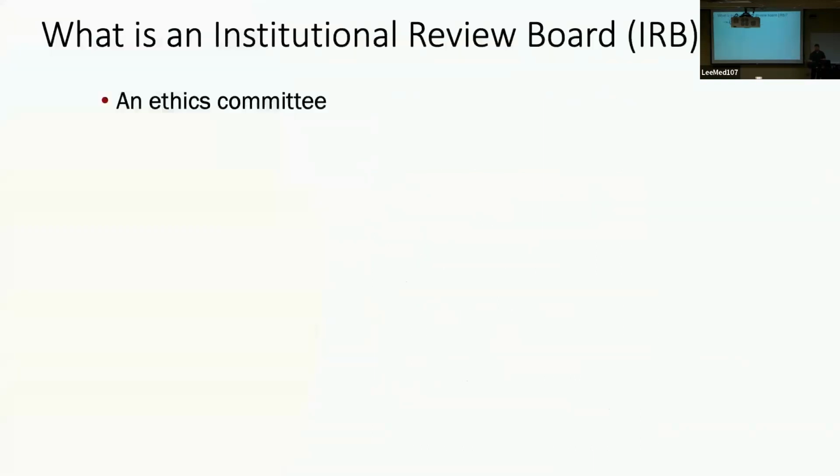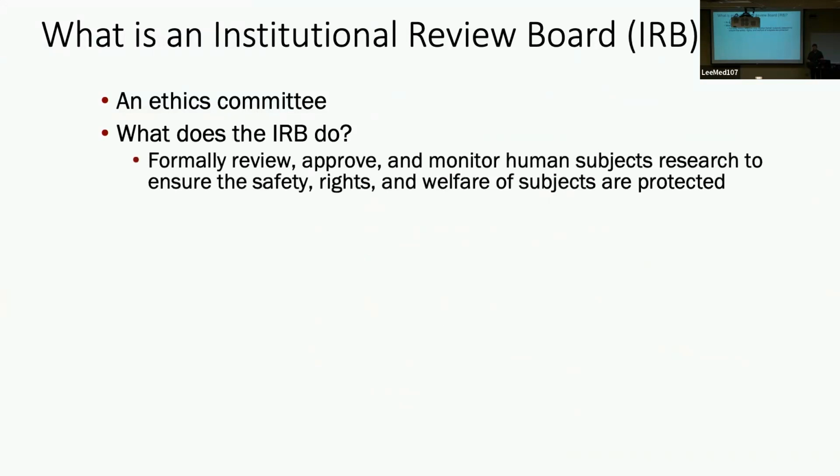So at its heart, the Institutional Review Board that focuses on human subjects research at the university and at Stanford is an ethics committee. So what this means is we formally review, approve, and monitor human subjects research to ensure the safety, rights, and welfare of subjects are protected.